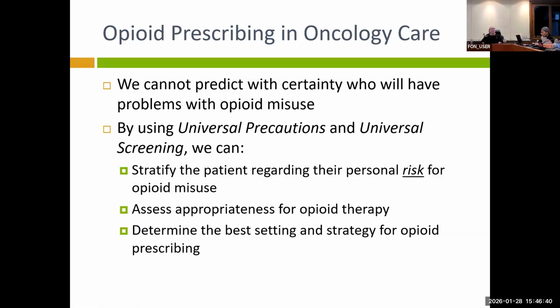So really, that's what we need to do with opioid prescribing as well in oncology care. We cannot predict with certainty who will have problems. We just don't know. But by using universal precautions and universal screening, we can, number one, stratify the patient regarding their personal risk for opioid misuse, address the appropriateness for opioid therapy, and determine the best setting and strategy for opioid prescribing.